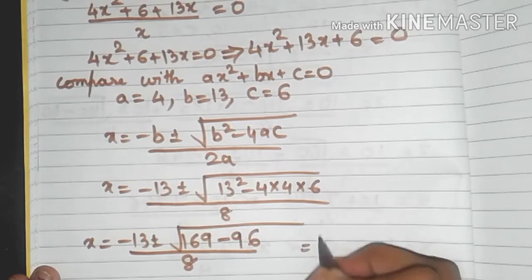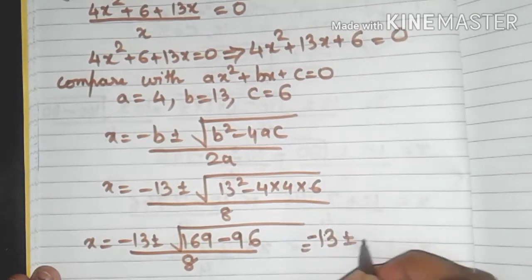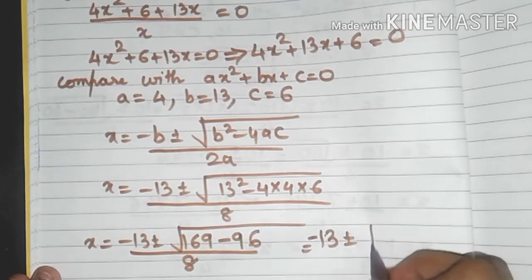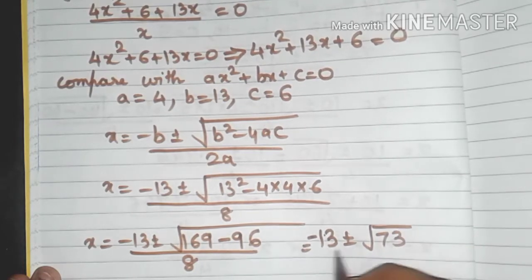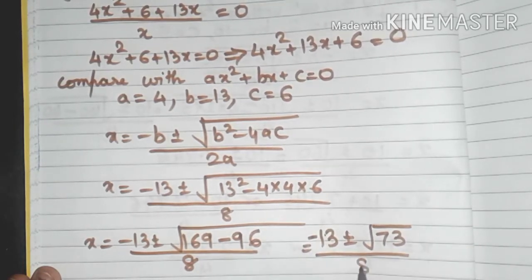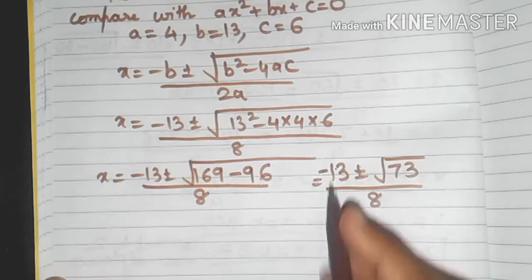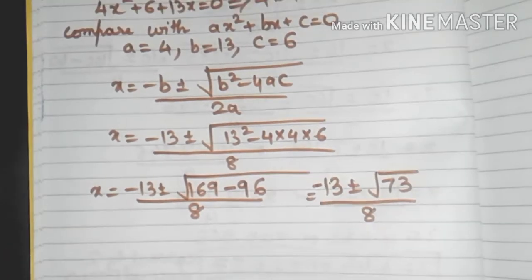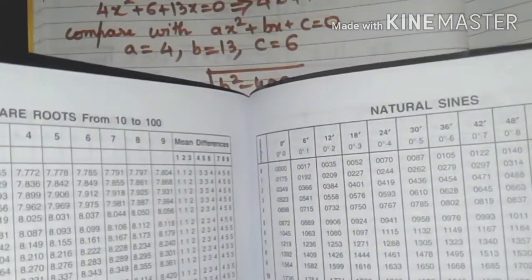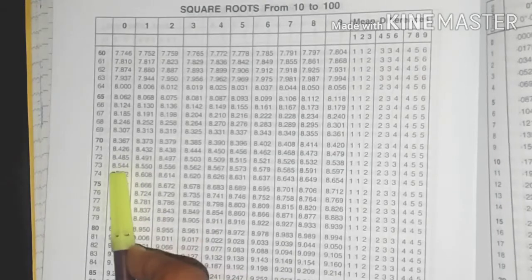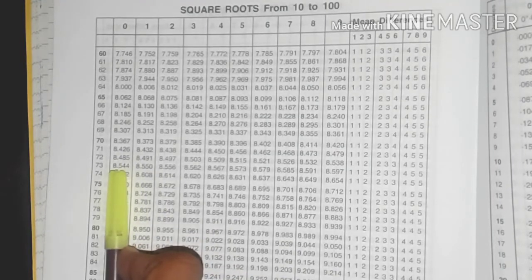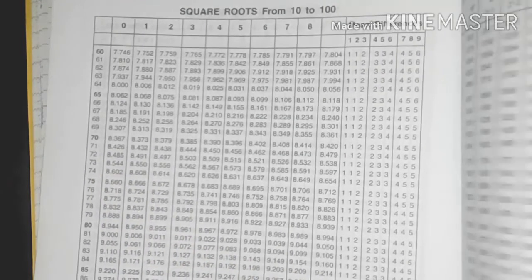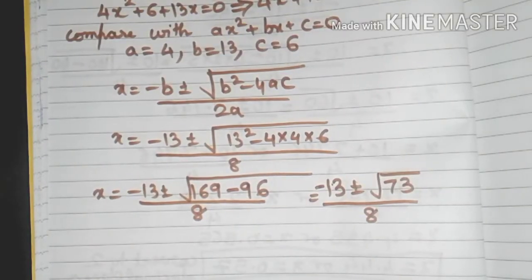What is 169 minus 96? That is nothing but 73. So root of 73 divided by 8. 73, you won't get a perfect square root, is it not? So we have to quickly check the square root table under 73. The square root of 73 is 8.544. So let's write that down.